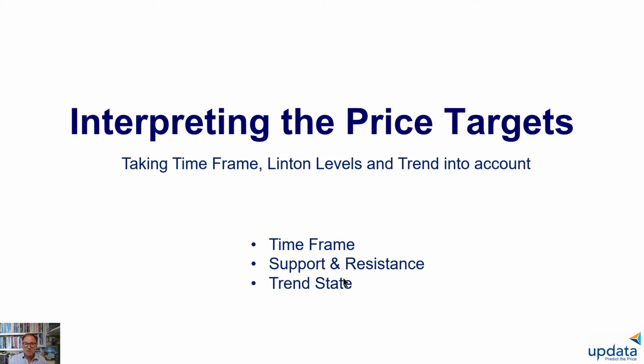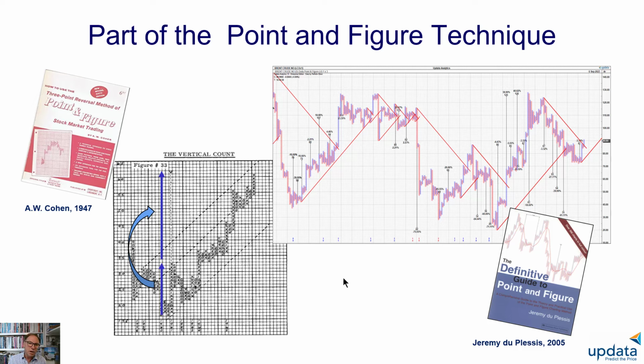Now, interpreting the price targets themselves, remembering we're thinking time frame, we're thinking support and resistance, and we're thinking trend state. We want to take those things into account, which is why I talk about those first. But now we're going to focus on the targets. So they're part of the point and figure technique. Abe Cohen's book is really where this comes from.